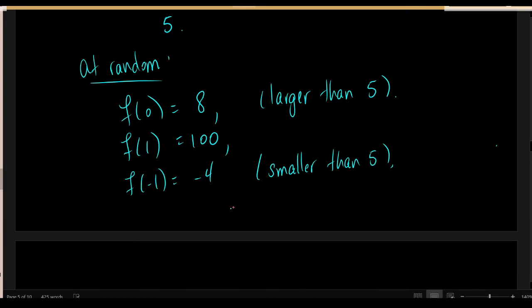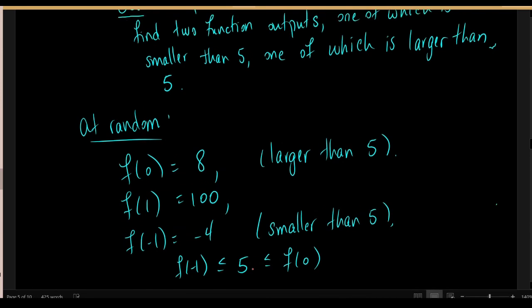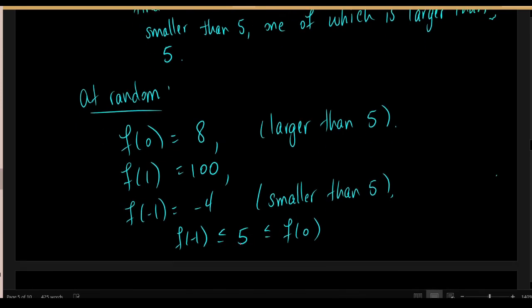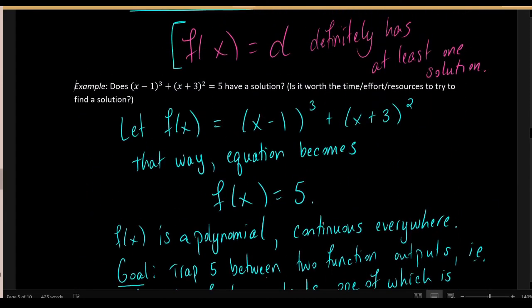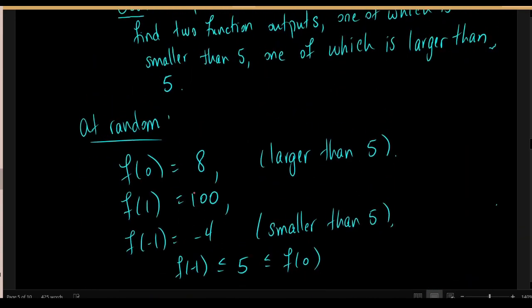I have my value 5, which I'm trying to find, and I've managed to squeeze 5 between two function outputs. I've managed to squeeze 5 between f of 0 and f of minus 1. As a result of that, because I had a continuous function and I squeezed 5 between these two outputs, I can be guaranteed that yes, my equation actually has a solution.